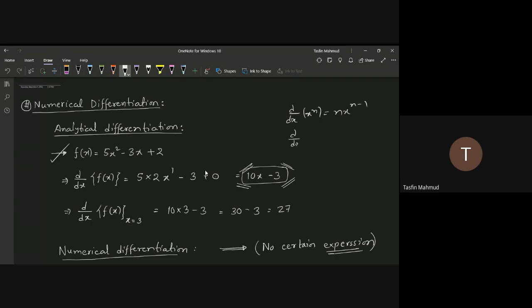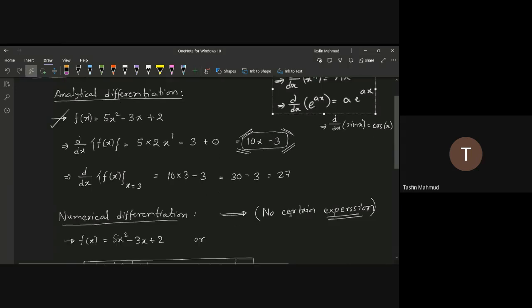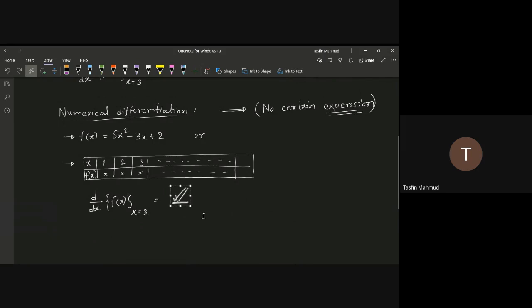We had the formula for exponential, like e power x was e power x, this type of thing. Or we had the formulas for the trigonometric ratios, like d/dx of sin x is equal to cos x, right? So whenever we are trying to solve any problem using any software like MATLAB, how many formulas are we going to implement? The answer is, we are not going to implement any formula. Rather, we will follow a different approach that will give us the value of the derivative directly if we mention the value of x, the point at which we are going to calculate the derivative.